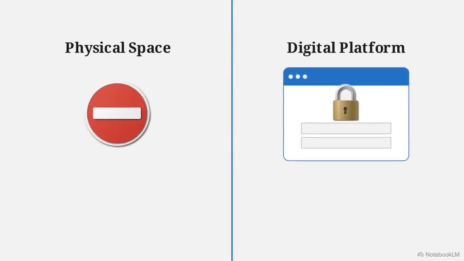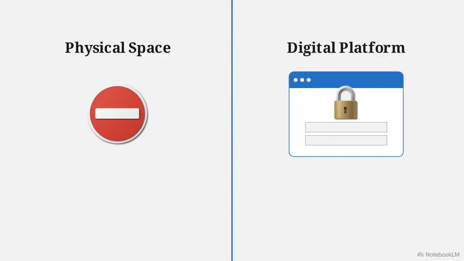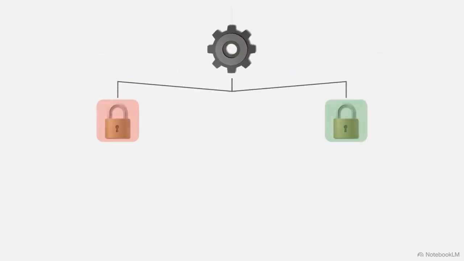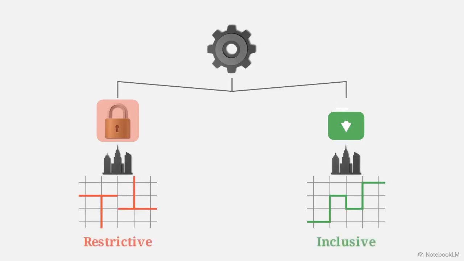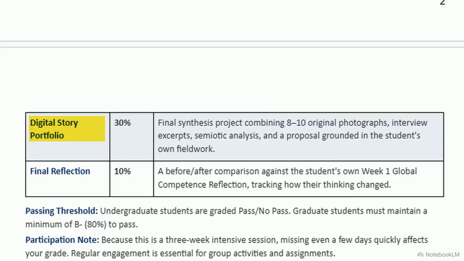Physical signs dictate who belongs in a space, much like digital platforms dictate who controls online communities. Recognizing how open and closed systems operate in software gives us a framework to analyze whether a physical neighborhood feels inclusive or restrictive. Your primary deliverable is the digital story portfolio.